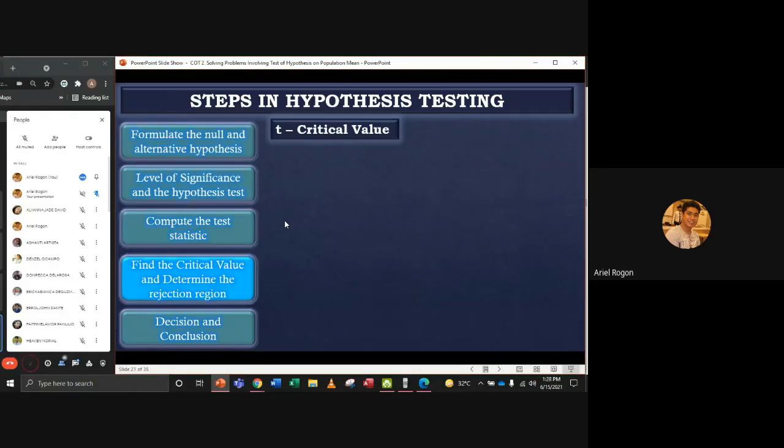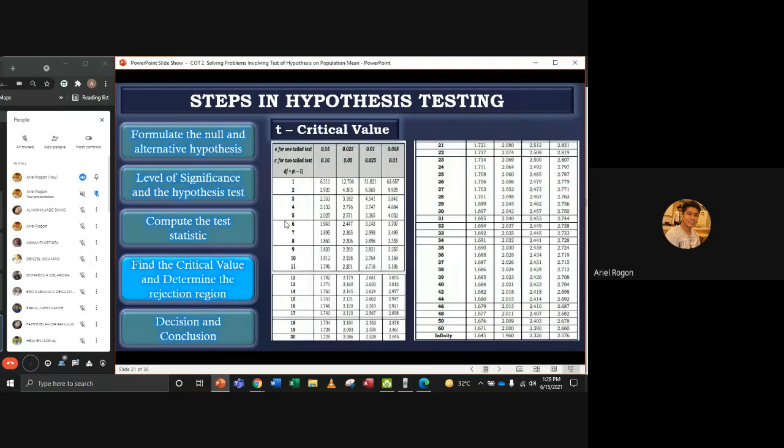After computing the test statistic, we are now getting the critical value and the rejection region. How are we going to get the critical value? Using the table. Ang table nito, this is the T table. Paano natin ginagamit ito? The first column is the degrees of freedom. Remember that the formula is n minus 1. Babawasan lang natin yung given na sample size ng isa. So that is the degrees of freedom.